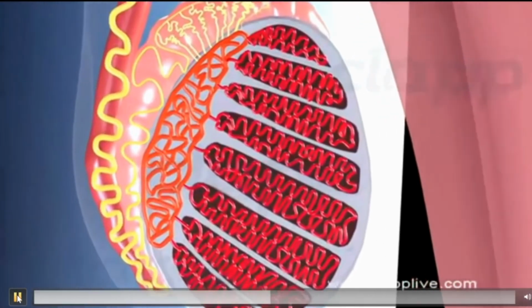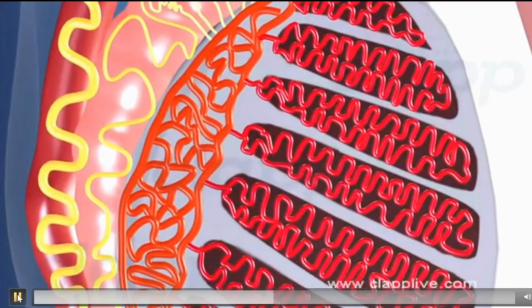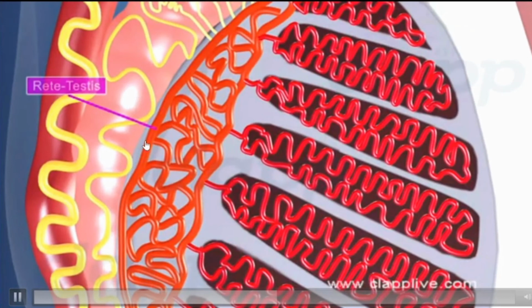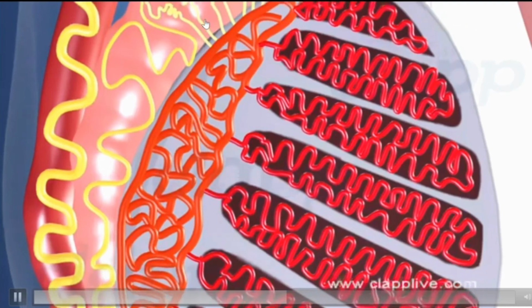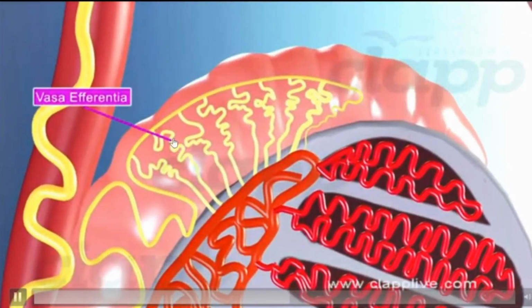The seminiferous tubules unite to form a network of tubules called the rete testis. It connects all seminiferous tubules with another set of tubules named vasa efferentia. Vasa efferentia are 15 to 20 in number and are connected with the epididymis. They form the initial part of the epididymis. At some locations, they bear cilia to help in sperm transport.